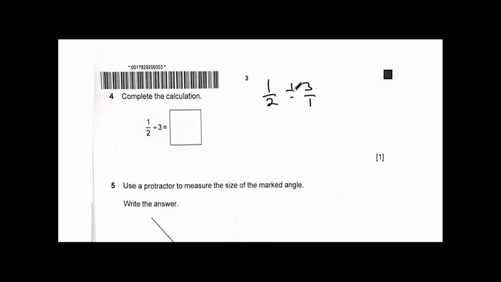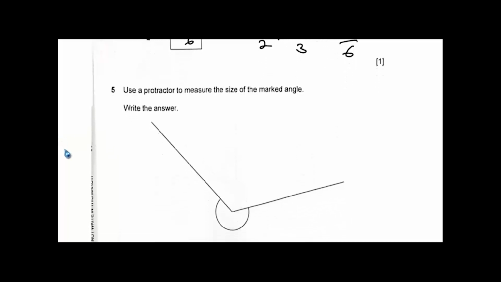Then we change this division to multiplication, and when that happens, 3 comes down and 1 goes up. So that means we're going to have 1/2 times 1/3. So 1 multiplied by 1 will be 1, and 2 multiplied by 3 will be 6. And the correct option here will be what? Will be 1 out of 6. So let's scroll down a little bit to see the next question.